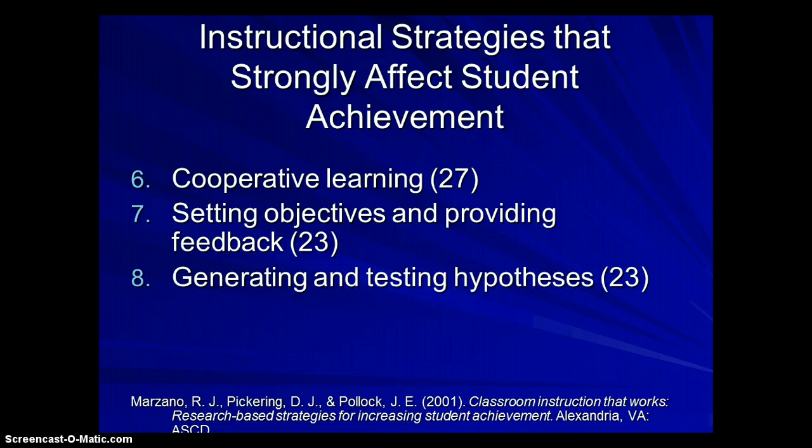Number 8, the 8th strategy that strongly affects student achievement is generating and testing hypotheses. This is along the lines of predicting and having your students determine what might happen if. And so they generate these hypotheses and then they test them. They try to figure out whether they will or will not work.